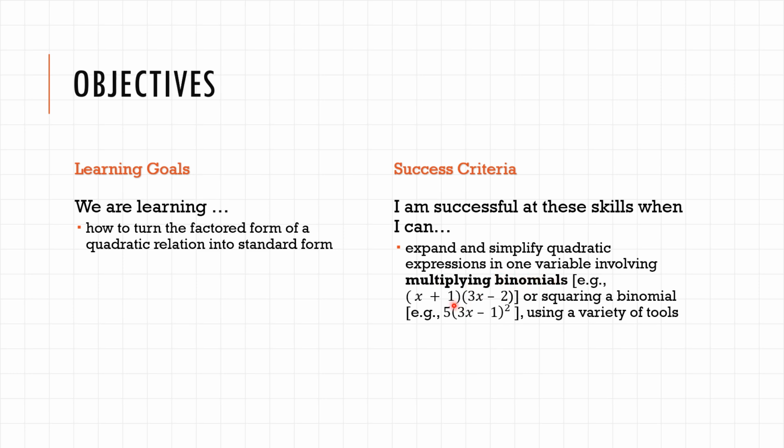A binomial is an algebraic expression that has two terms, so x and 1. Each of these is a term, and because there's two of them, we call them binomials. And when we're multiplying two binomials together, we have to expand and simplify that expression to turn it into one more simple expression, which we will call standard form.